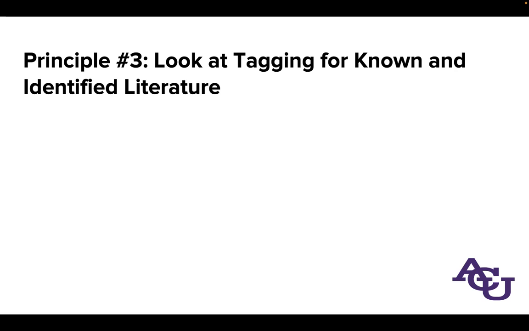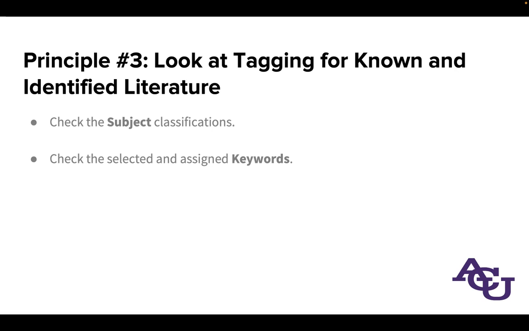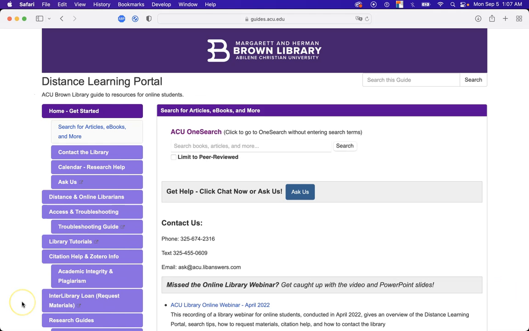Principle number 3, look at the existing classifications for things and see how they're sorted. And for this one, we're actually going to take a quick look at the distance education catalog and look at how you would find this information. So here we are on the distance education learning portal at ACU. You can see that we have one of those broad limit to peer reviewed, that we can click on here just to start things off.